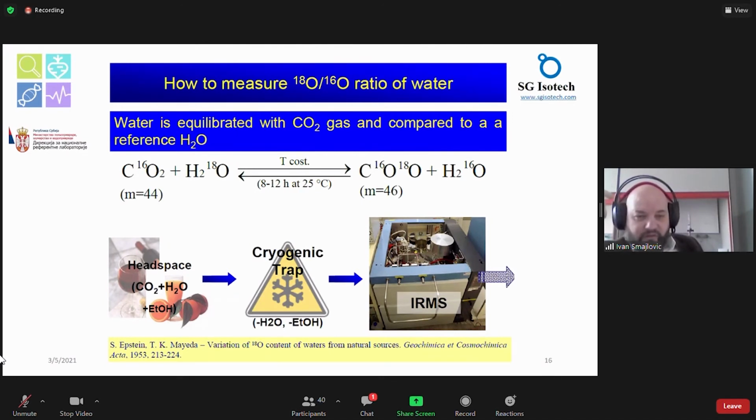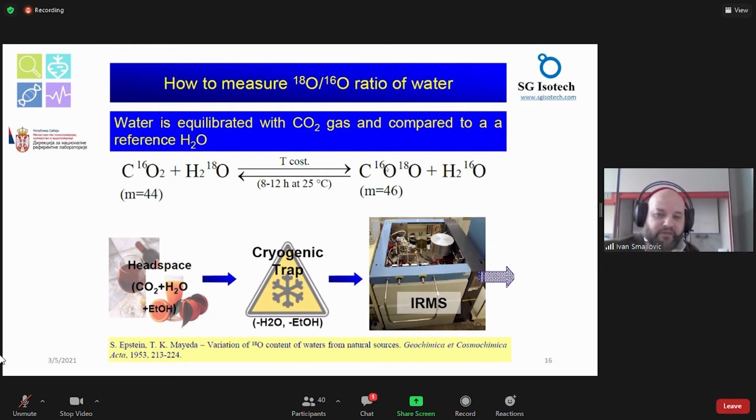Somebody thought that oxygen from CO2 in time of equilibration will equilibrate with oxygen from water in the sample. So in the next 8 to 12 hours at room temperature, there will be equilibration and exchange of oxygen between carbon dioxide and water. And you will get at the end oxygen 16 in water, and oxygen 18 will go to CO2.